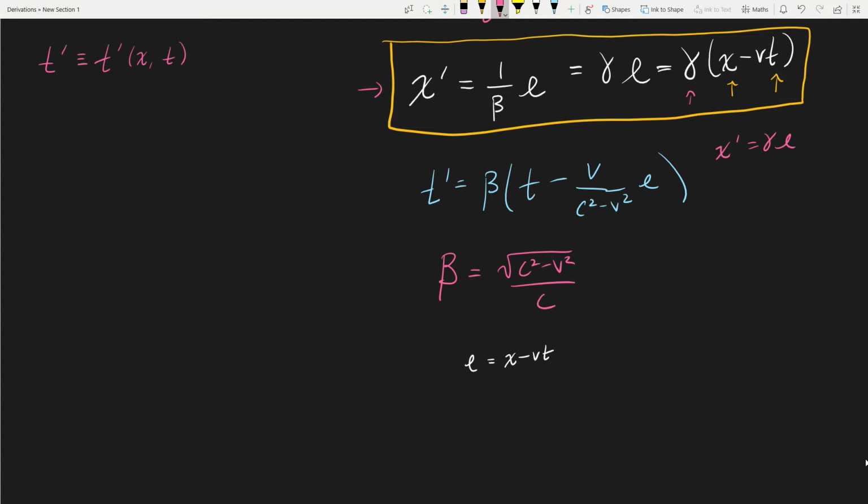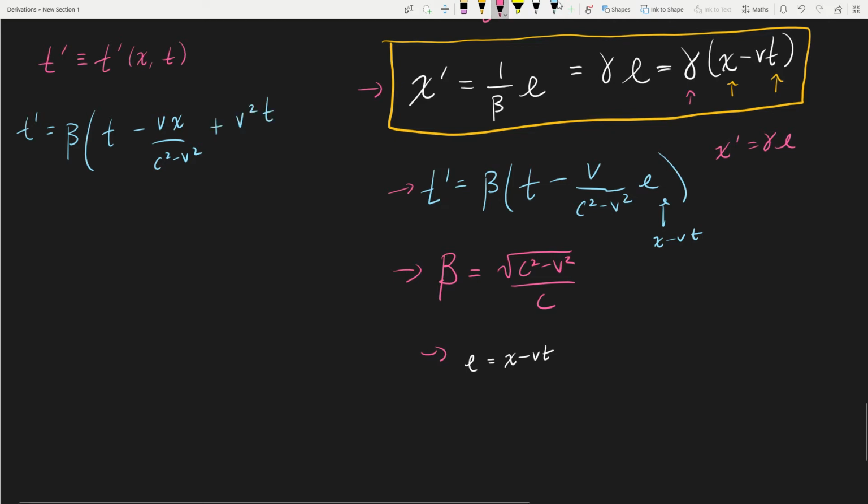Today we're going to be using all of these definitions that we've come up with over the past several videos to get this expression. Okay, so the first thing we're going to do is say t prime equals beta t, and we're going to substitute in L equals x minus vt. That's the first thing we're going to do. So we get minus vx over c squared minus v squared. And then we get minus a minus, which is plus v squared t.